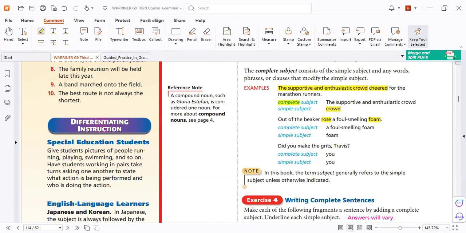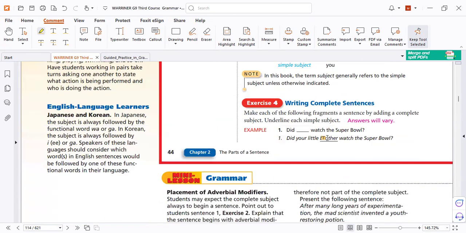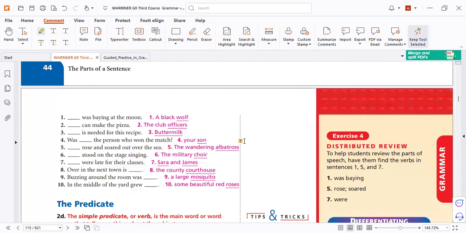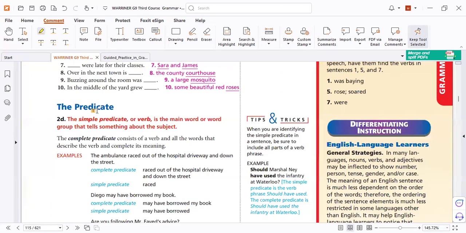Okay. Find some examples. Now here we have exercises. He wants you to add a subject, so you can answer it at home very easily. Like that, here: in the middle of the yard grew. What grew? It can be some beautiful red roses, as you like. So you only add a subject as you like. Simple exercise. Now is the predicate. Predicate means the verb of the sentence.